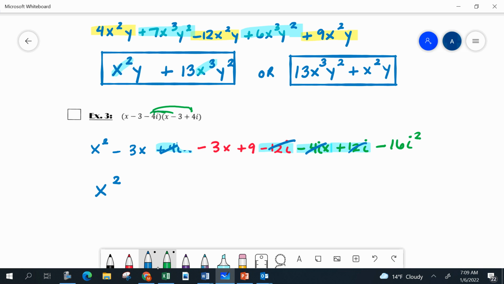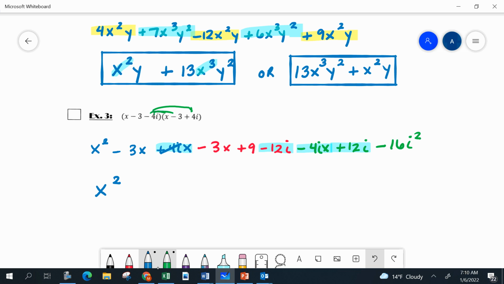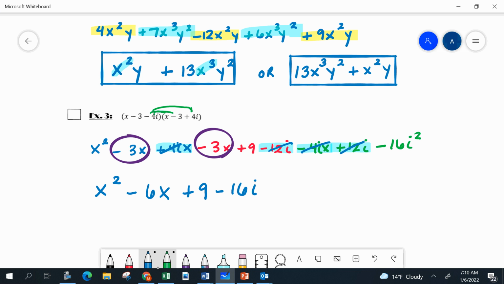Okay, so what I also see here is that I do have this negative 3x and this negative 3x. So you know what, I'm going to combine that to make negative 6x. And then I see a plus 9, and then I see this negative 16i squared.